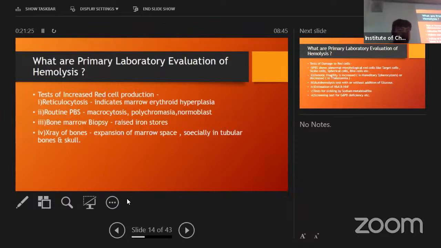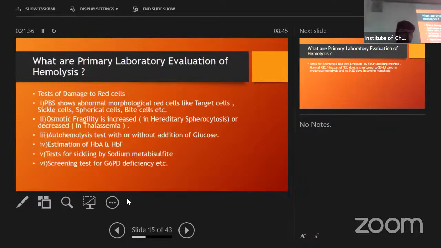indicates the immature form of the RBC. In bone marrow biopsy, raised iron stores are noted in the Perls stain, and in X-ray of bones, expansion of marrow space, specifically in tubular bones and skull. And for the tests of damage to the cells in PBS, there are various abnormal morphology cells like target cells, sickle cells, spherical cells, and osmotic fragility is increased.